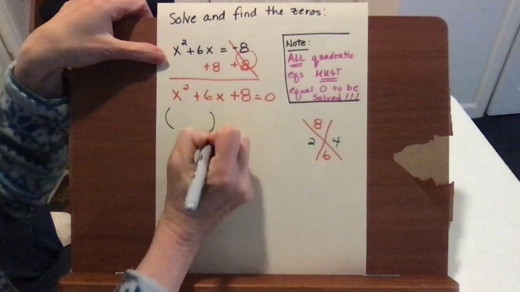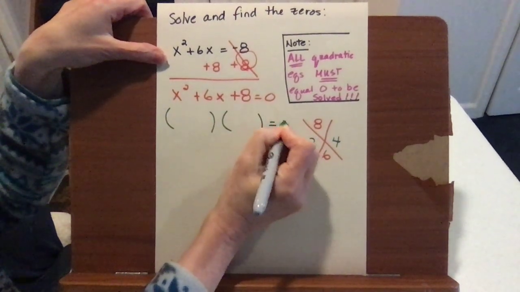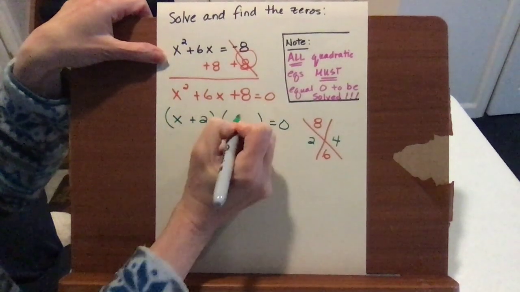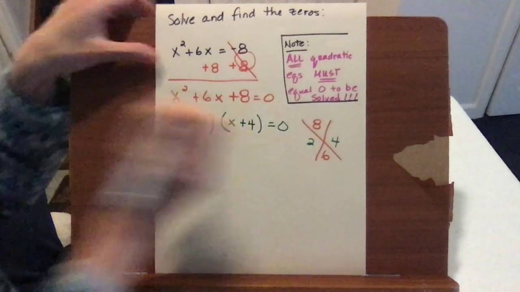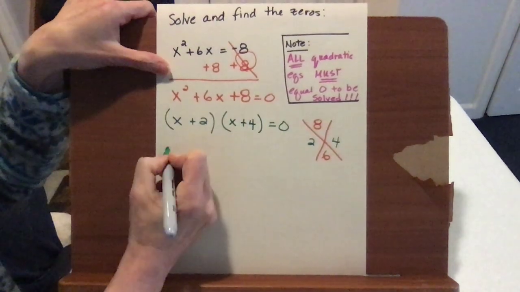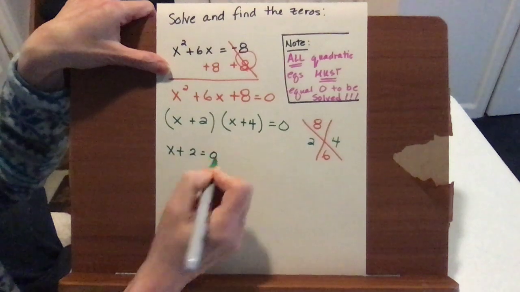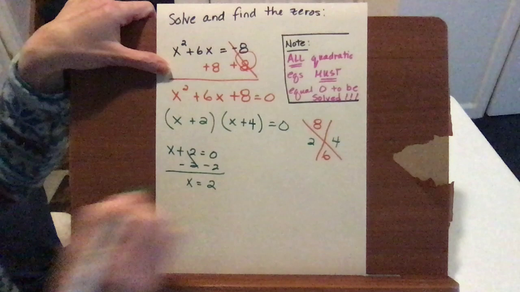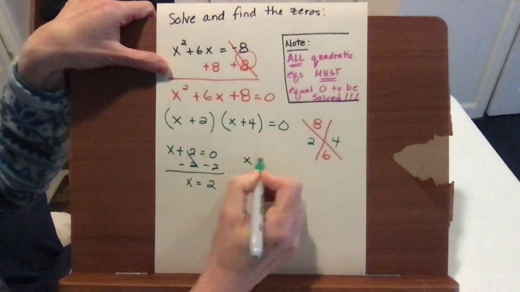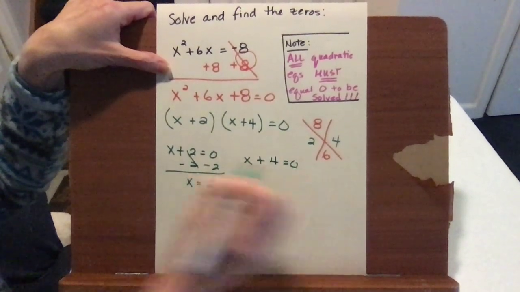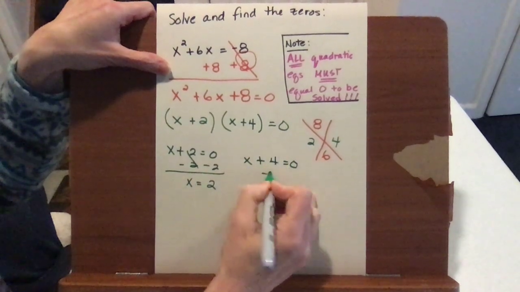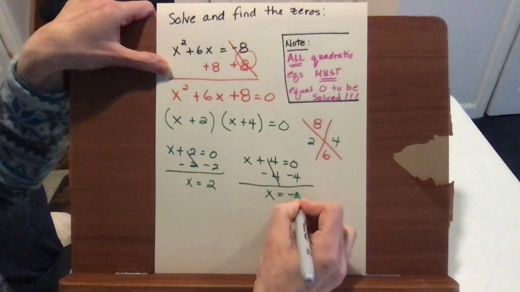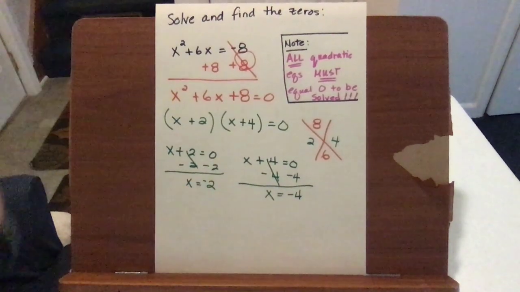So now we do our factors. Equals to 0. Don't forget that. x plus 2 and x plus 4. Now we solve. So we set x plus 2 equal to 0. So we subtract 2. Watch your signs. x equals -2. Please don't skip steps, because then you can mess up a sign. We set x plus 4 equal to 0. We subtract 4 on each side, and x equals -4. So -2 and -4. There we go.